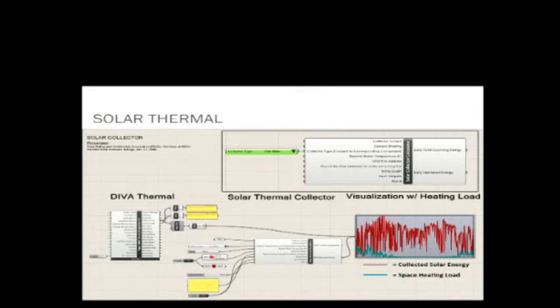So we used a BREP to see how much solar we can collect on that, and we plotted the heating load on that to see if we are oversizing or undersizing it, or what the right size is for the solar thermal collector.